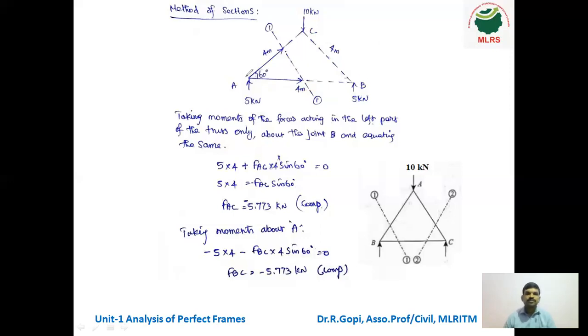Suppose I want to know the force in member AC. For member AC, we have to take moments at joint B, so joint B is the opposite joint. Suppose I want to know the force in member BC, then we have to take moments at joint A. So this is the simplest procedure for analyzing the truss by method of sections.